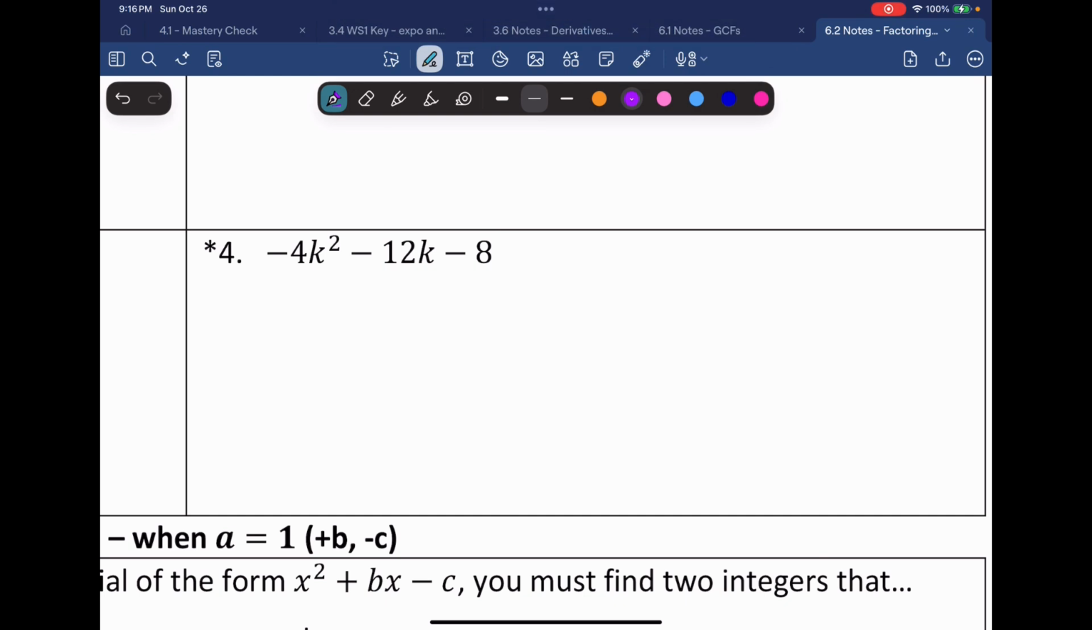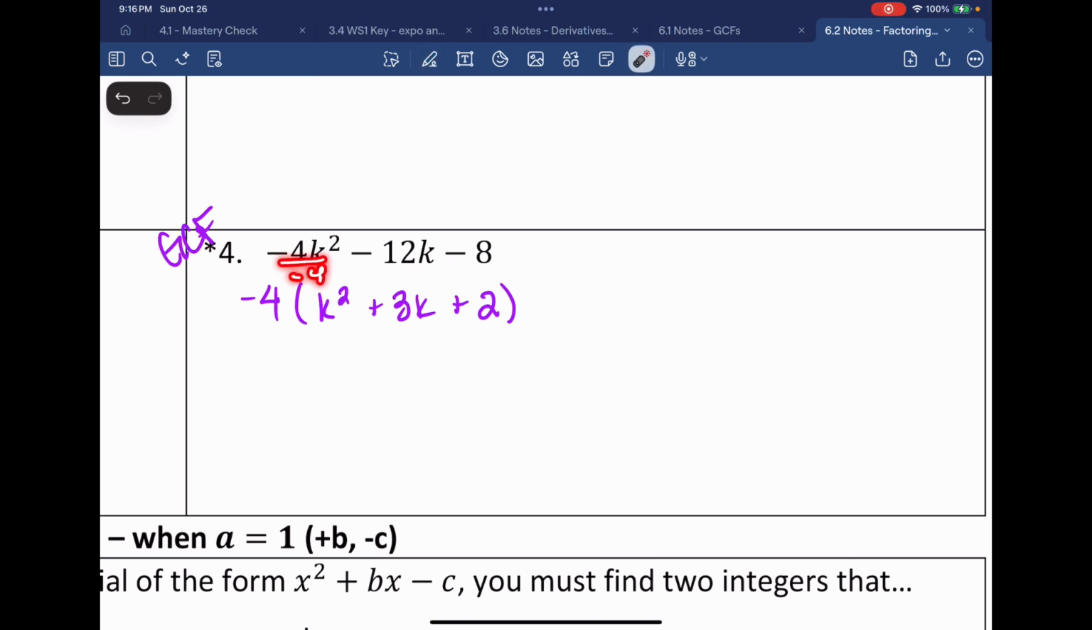Okay, next one. Again, we want to verify that the leading coefficient is a positive 1. Our leading coefficient here is a negative 4. So that means we want to look for GCFs. In this case, we want to divide everything through by a negative 4. Okay, so it's going to give me k squared plus 3k plus 2. Okay, so we divide by negative 4. Negative 4 cancels. That's 3. That's 2.